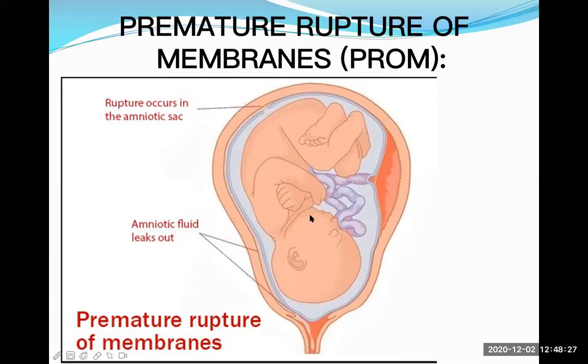Now, all of you, please focus on this picture here first. See here, this is a baby. The baby is surrounded by the amniotic cavity and amniotic membrane. When this amniotic membrane gets ruptured, there is leakage of the amniotic fluid outside. It is known as premature rupture of membrane, and this should occur before the anticipated time.